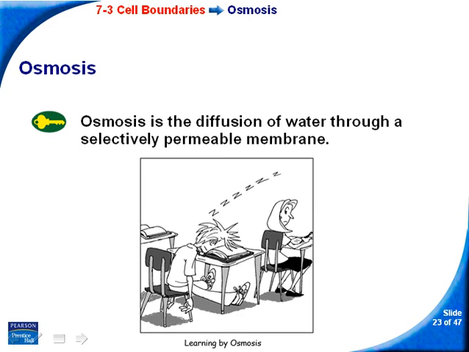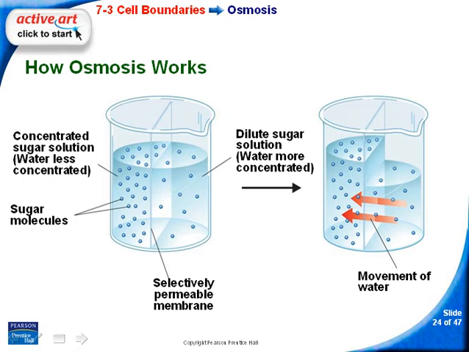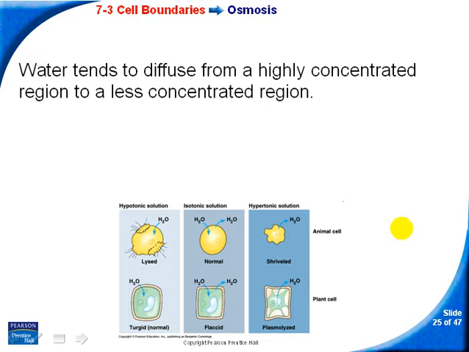So what's osmosis? Osmosis is the diffusion of water through a selectively permeable membrane, not small particles, but water itself. Here's how it works. You have a membrane there, and the membrane does not allow the sugar molecules to move across it, but it will allow water to move across it. And what's going to happen is the water is going to move from the dilute side to the concentrated side. So water tends to move from a highly concentrated region of water to a less concentrated region.